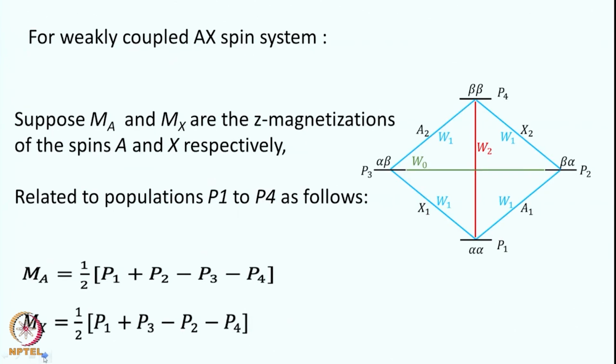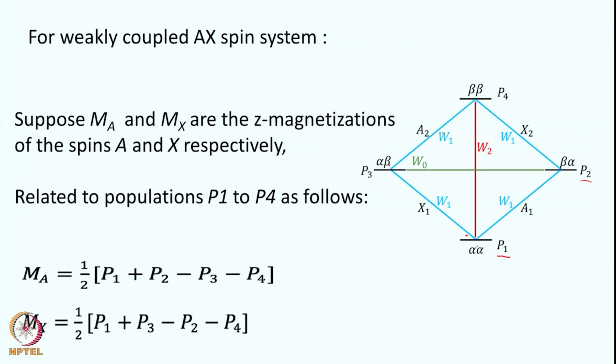So, let us take a simple example like two weakly coupled spins, that is an IS spin system. Let us see the energy levels that we had discussed earlier. This is the alpha alpha state with population P1, then we have the alpha beta state with population P3, here the beta alpha state with population P2, and the beta beta state with population P4. These are the different transition probabilities. Here is a single quantum transition, from here to here; from the alpha alpha state to the beta alpha state is again a single quantum transition.